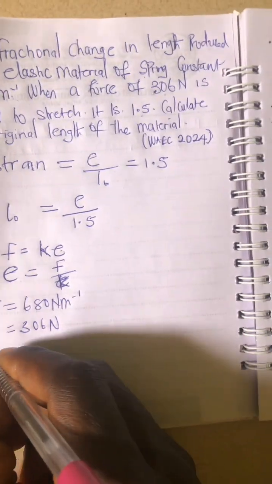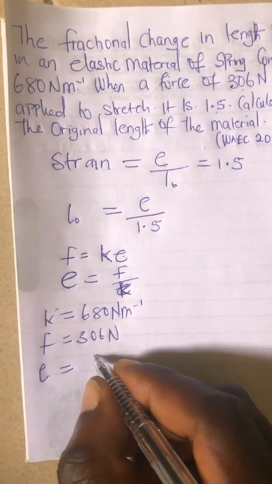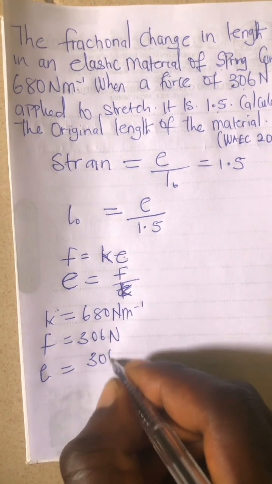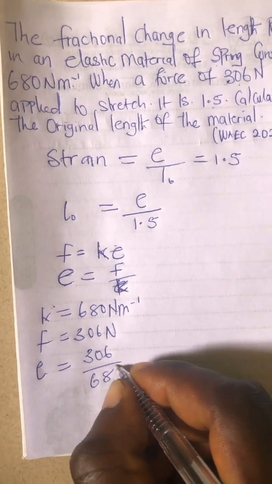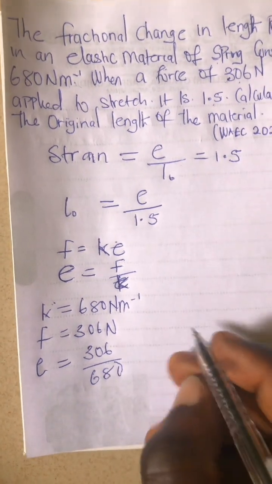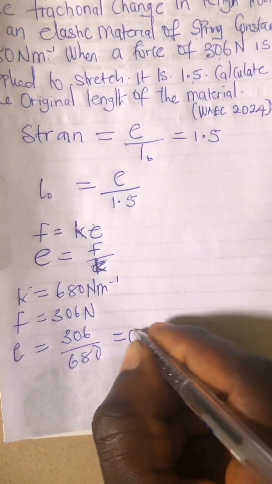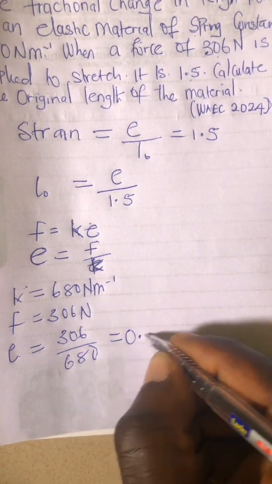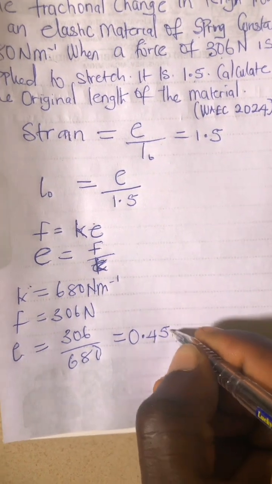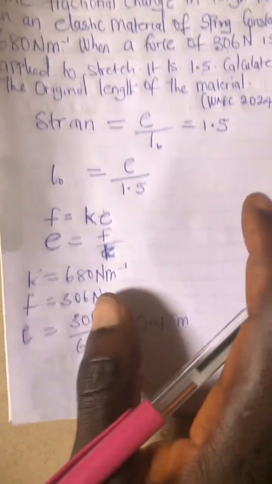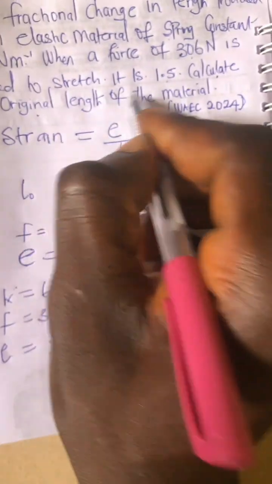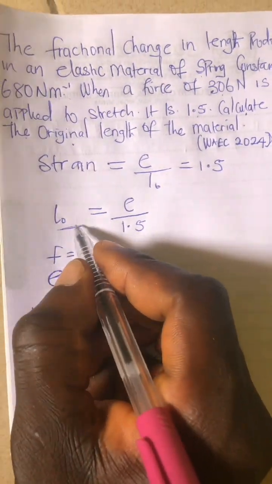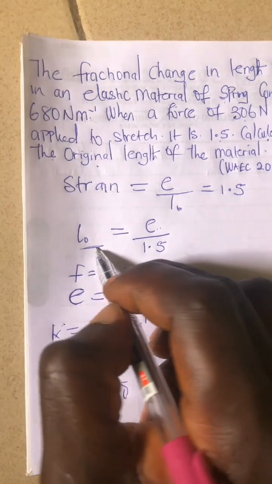So we now know that E will be equal to 306 all over 680. Now if you solve this, you're going to have 0.45 meter. Now remember, the question says to calculate the original length of the material. So now we find the original length.